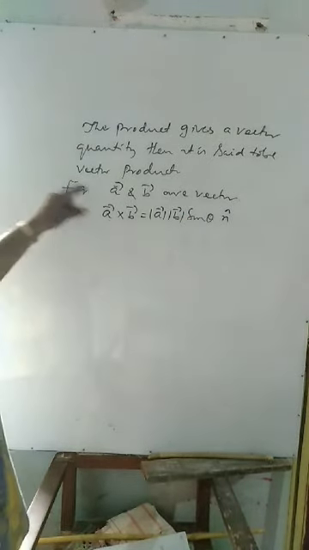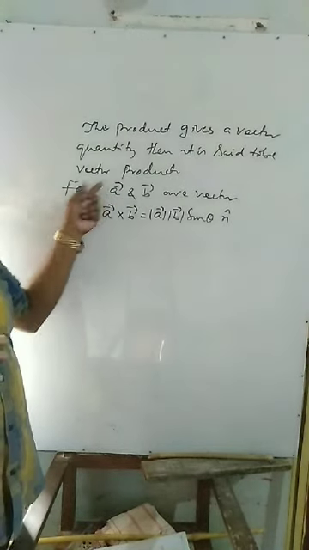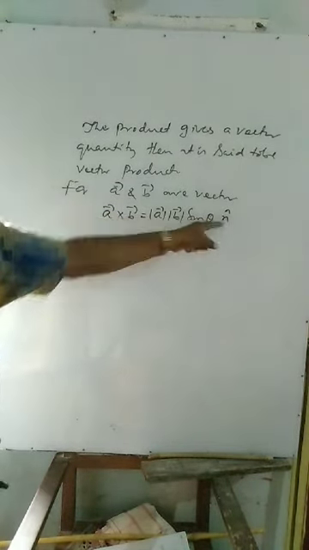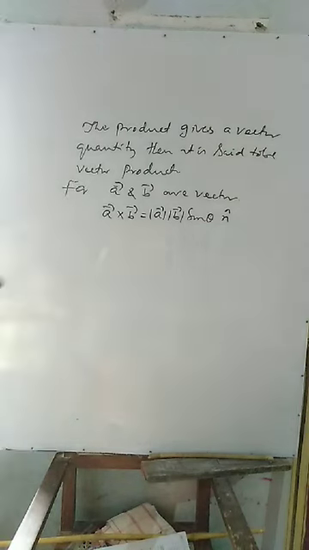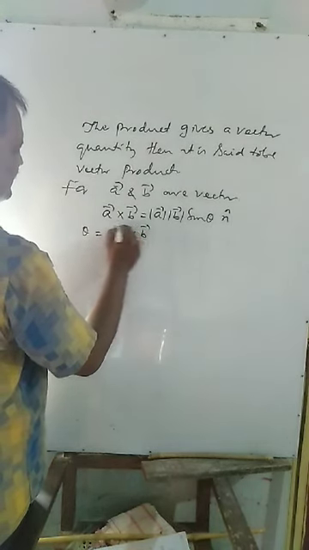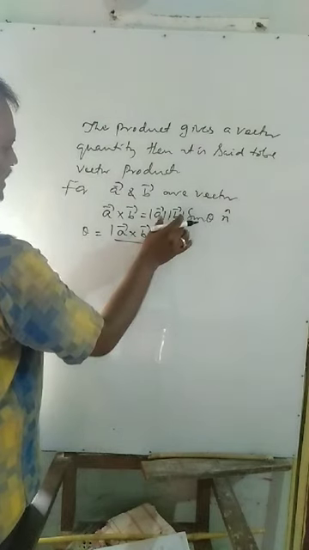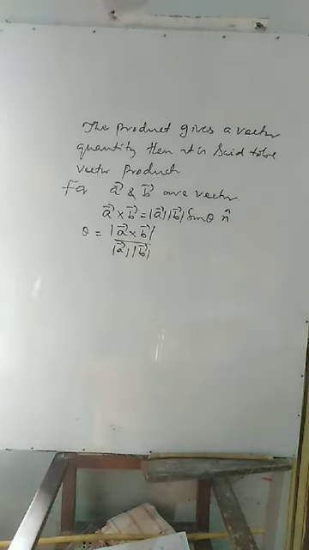The product of any two vector quantities gives a vector quantity, whereas for the dot product it is a scalar. Remember this one: theta equals the magnitude of A cross B divided by A magnitude into B magnitude. This is the formula for theta. Theta equals A cross B by A magnitude and B magnitude.